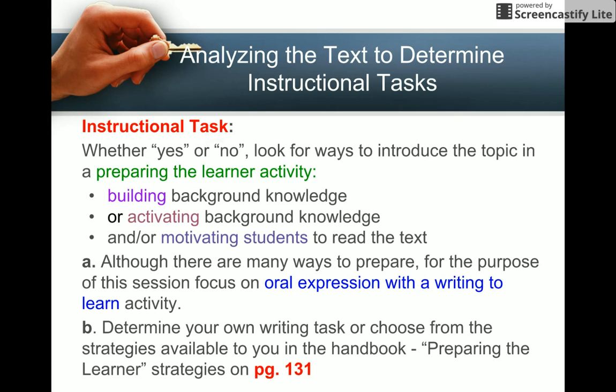So the reason I wrote "and/or" is you always want to try to motivate your students to read and get them excited about something they're going to be reading about and learning. So you want to make sure that for this preparing the learner, you want something in your activity where students speak or talk about what they're going to learn, and then use a writing to learn activity, something where they write down something in the preparing the learner.